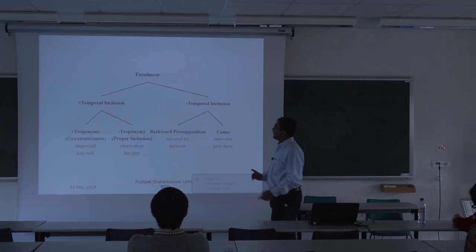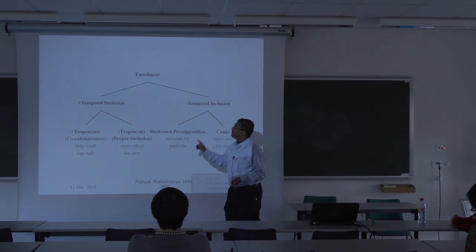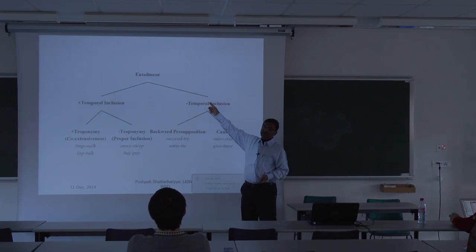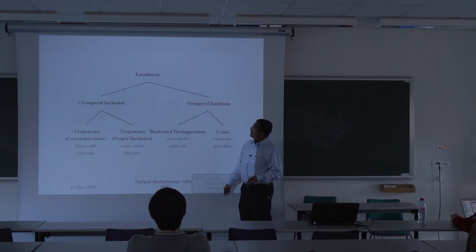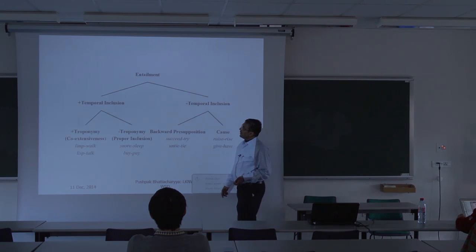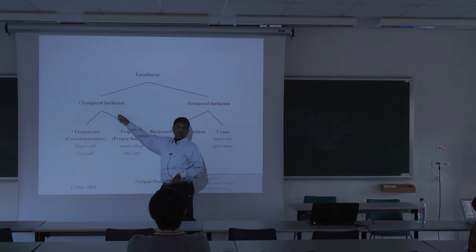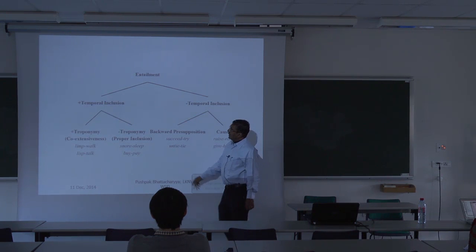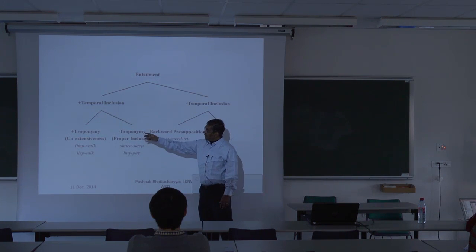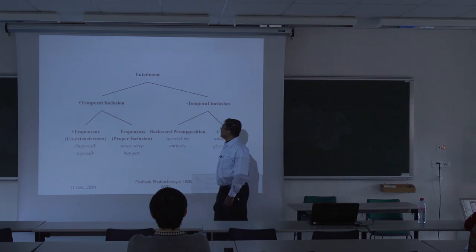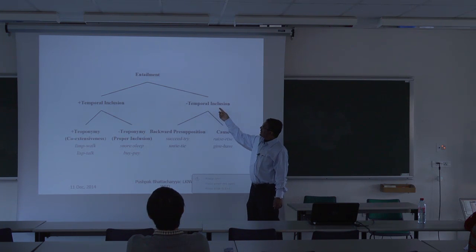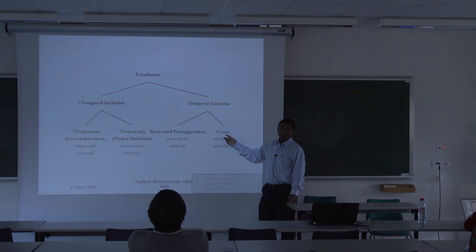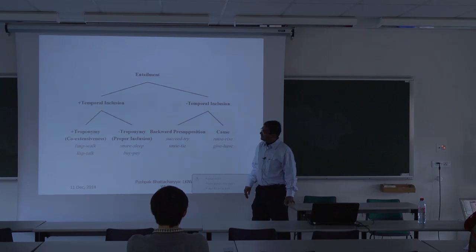Now, one particular relationship which is very complex and subtle is the entailment relationship. Entailment can be with temporal inclusion or without temporal inclusion. In temporal inclusion, you could have it with troponymy or without troponymy. In non-temporally included entailment, you can have backward presupposition or cause. So, let us take examples of this.